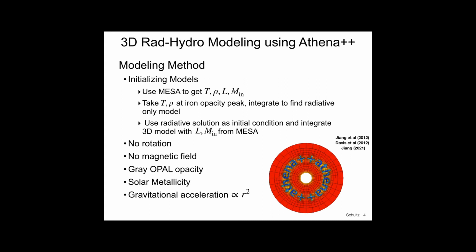There's no rotation in these models, there's no magnetic field, we're using gray OPAL opacities, and we're doing solar metallicity. But most of these things can be changed quite easily, and we do hope to explore that parameter space thoroughly in the near future.